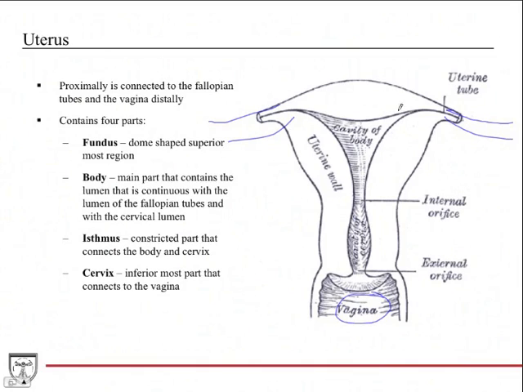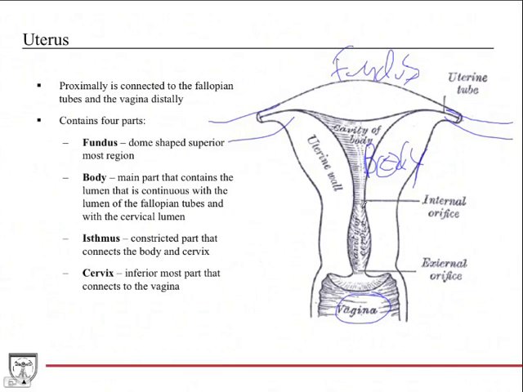It contains 4 parts, so it has a dome-shaped top here called the fundus, and this is analogous to the fundus in the bladder that we talked about in the previous lectures. So that's the top portion of the uterus. Then you have the body of the uterus, which is the main part here. And this is the part that's continuous with the lumen of the fallopian tube, so you can see that here. And then it's also continuous with the cervical lumen, which is in here.